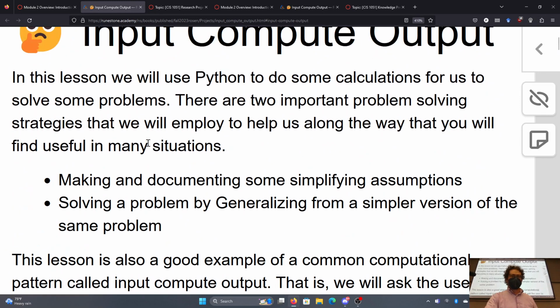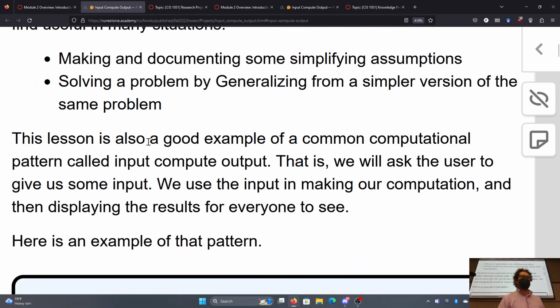So there are basically 2 important ideas here for when we encounter really large problems. We've got to make our assumptions and write down what our assumptions are. We'll see that in a bit. And then solving a problem by generalizing from a simpler version of that same problem. The way we solve these problems is also through another computational model or pattern called input, compute, output. In other words, ask the user for input, compute something, give them the answer.